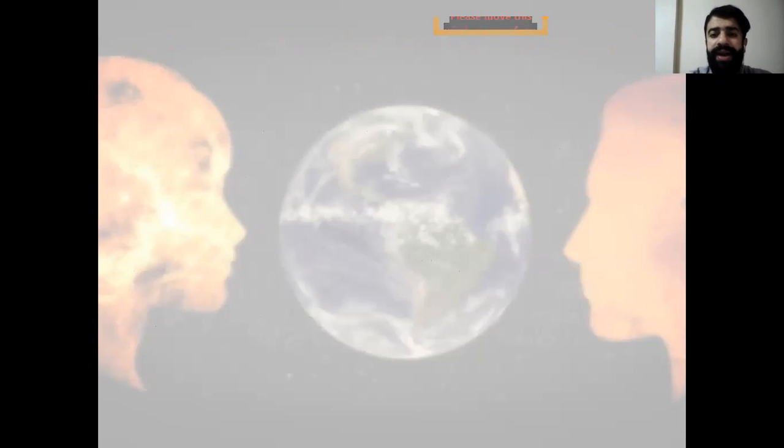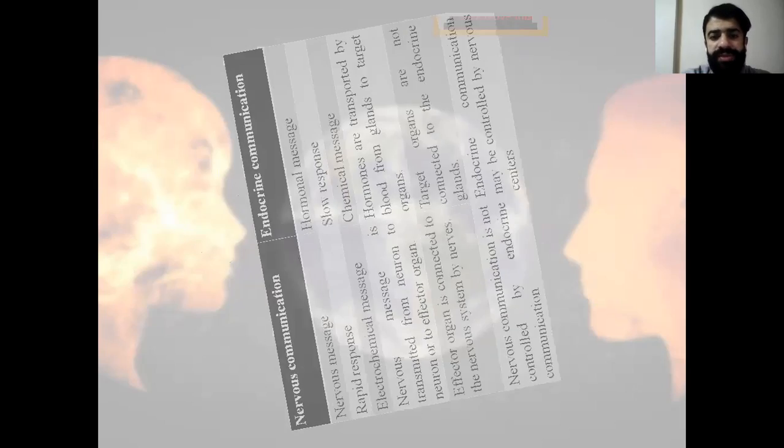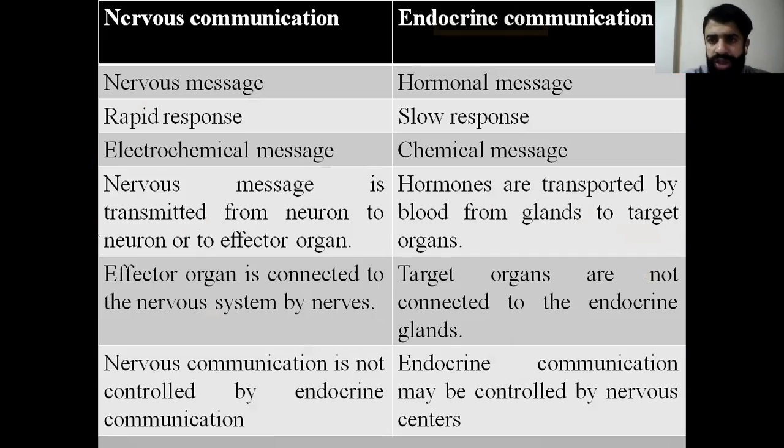Now let's move to the comparison between nervous communication and endocrine or hormonal communication. In nervous communication, we need a nervous message, whereas the endocrine communication is going to be a hormonal one, through the secretion of hormones. This endocrine communication is a slow response compared to the nervous, which is the rapid one.